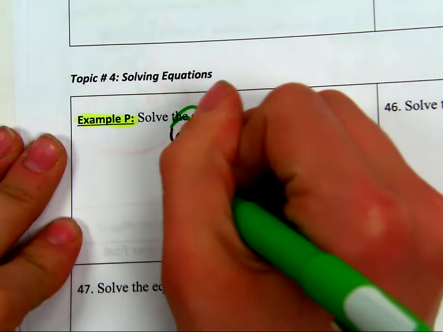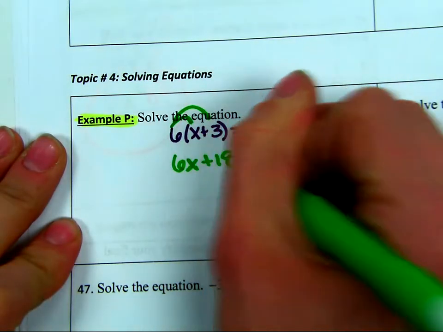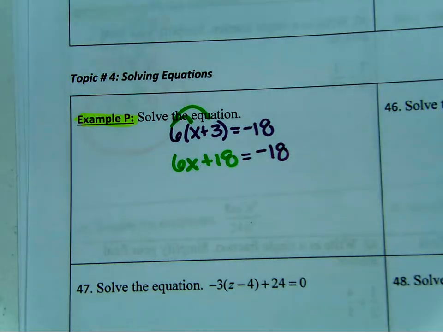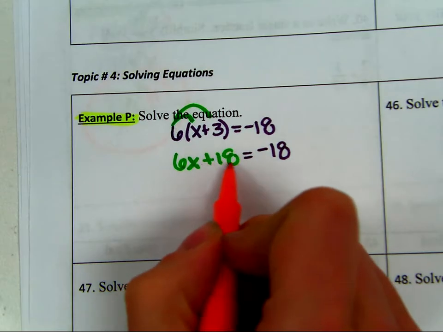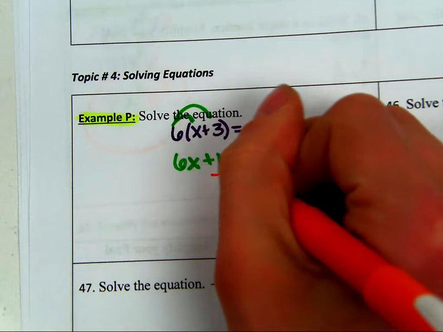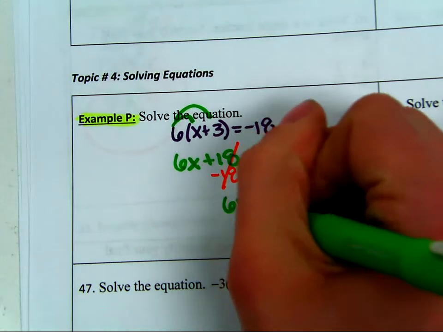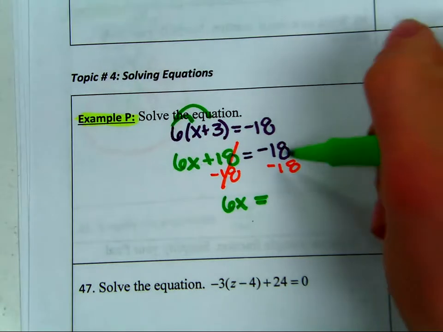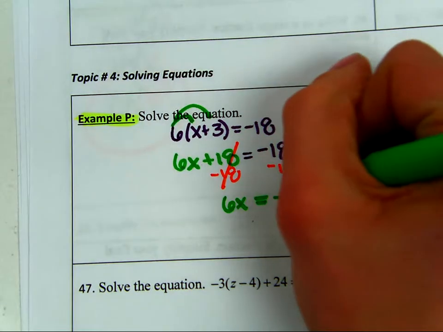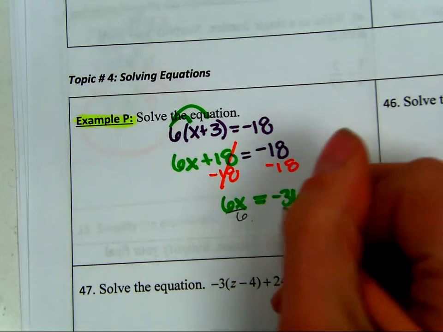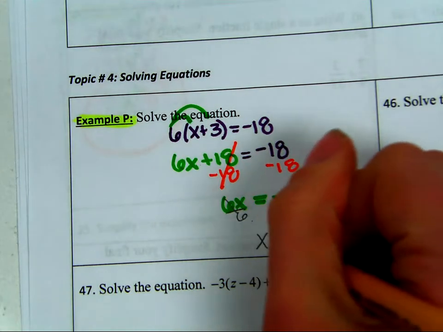If we distribute, you'll get 6x plus 18 equals negative 18. And then your job is just to solve for x. Get the x by itself. So I would first work on getting rid of this 18. You could subtract the 18 to the other side. So they cancel over here. We're left with this 6x equals negative 18, and negative 18 equals negative 36. And then to get the x by itself, all you have to do is divide both sides by 6. And you get x equals negative 6.